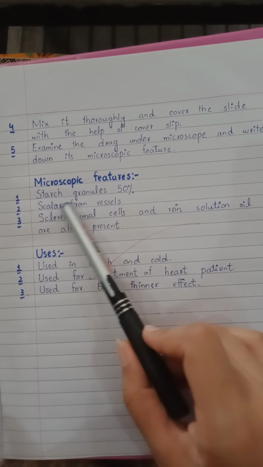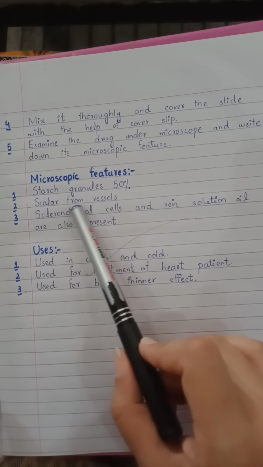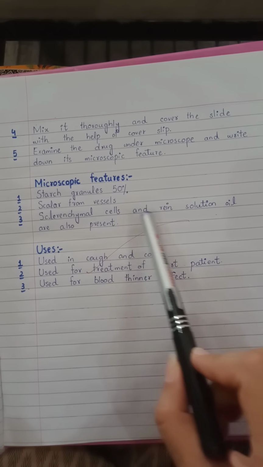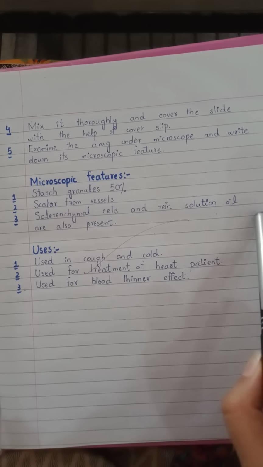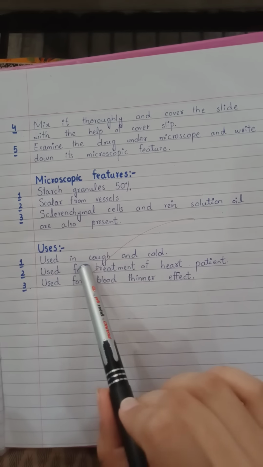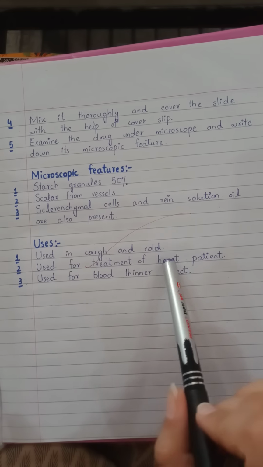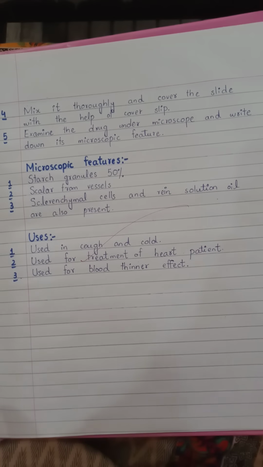Microscopic features include starch granules, scalariform vessels, parenchymal cells, and oleoresin and oil are also present. Uses: used in cough and cold, used for treatment of heart patients, used for its blood thinning effect.